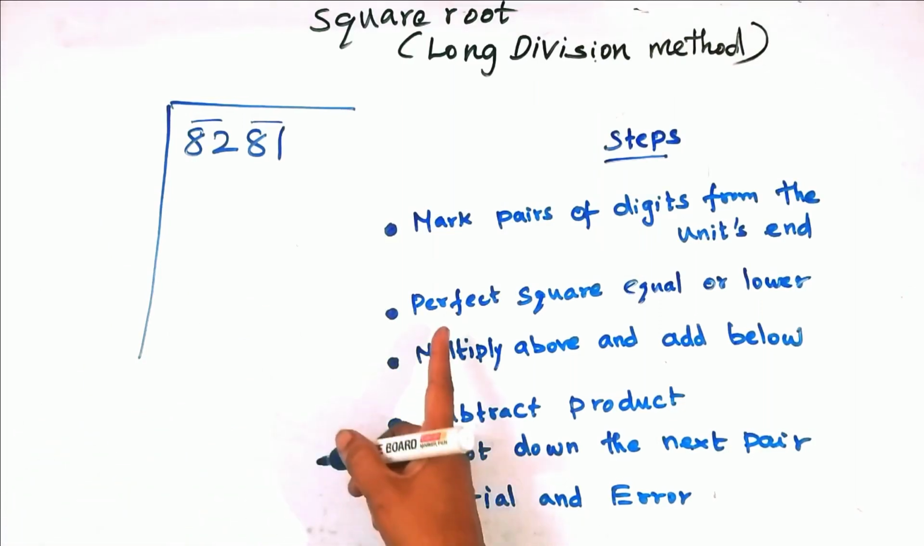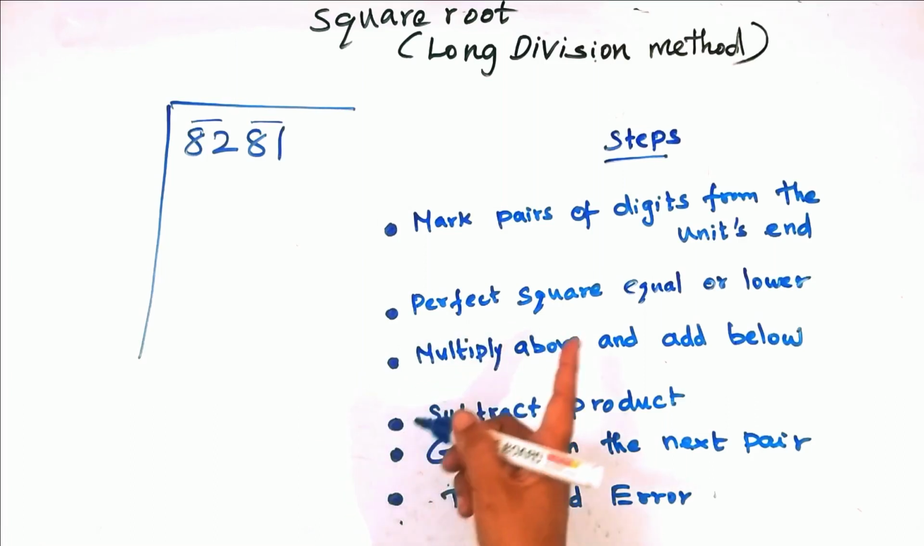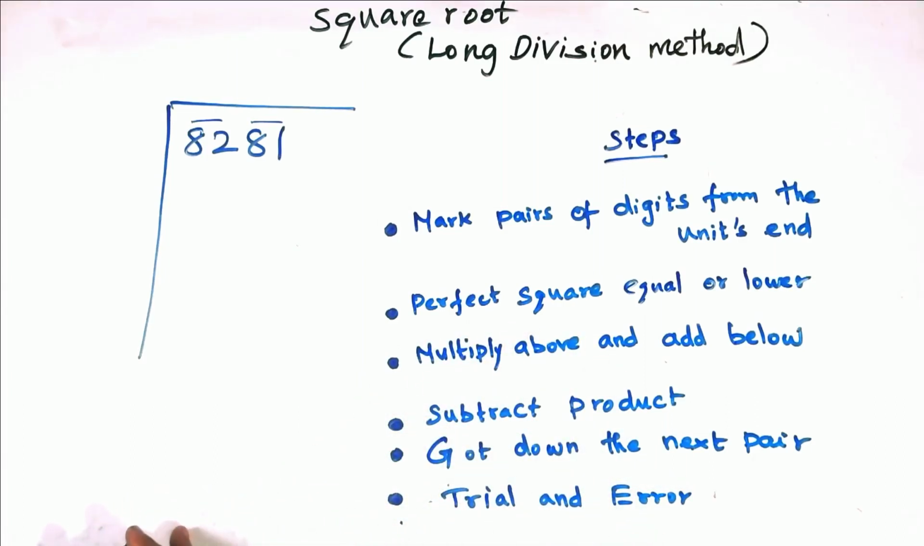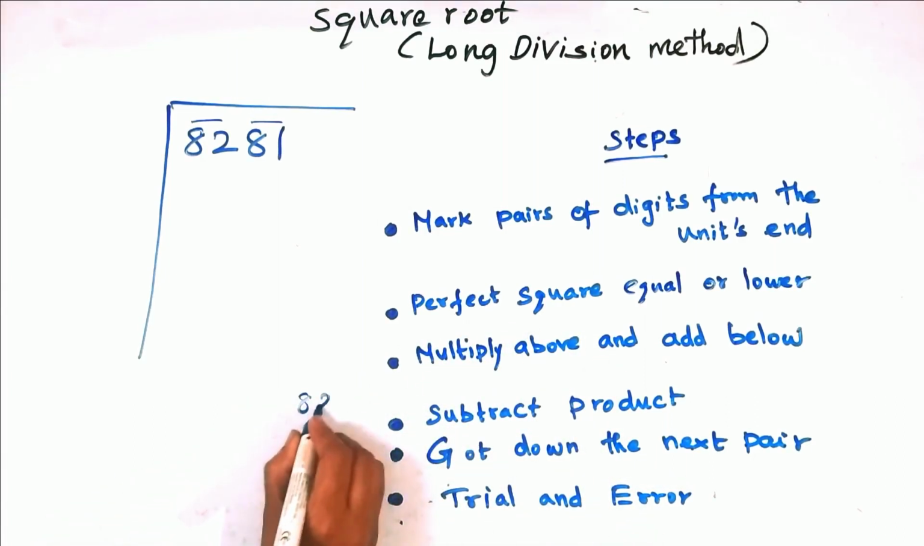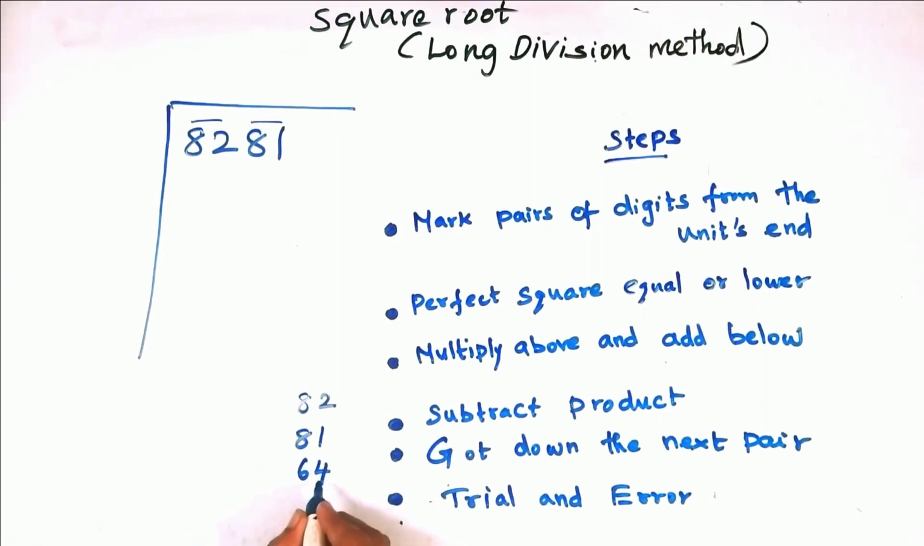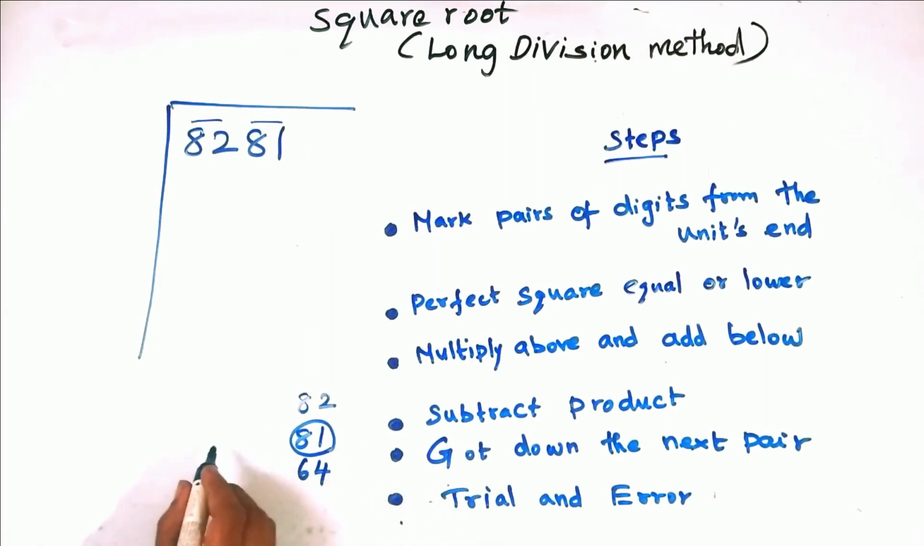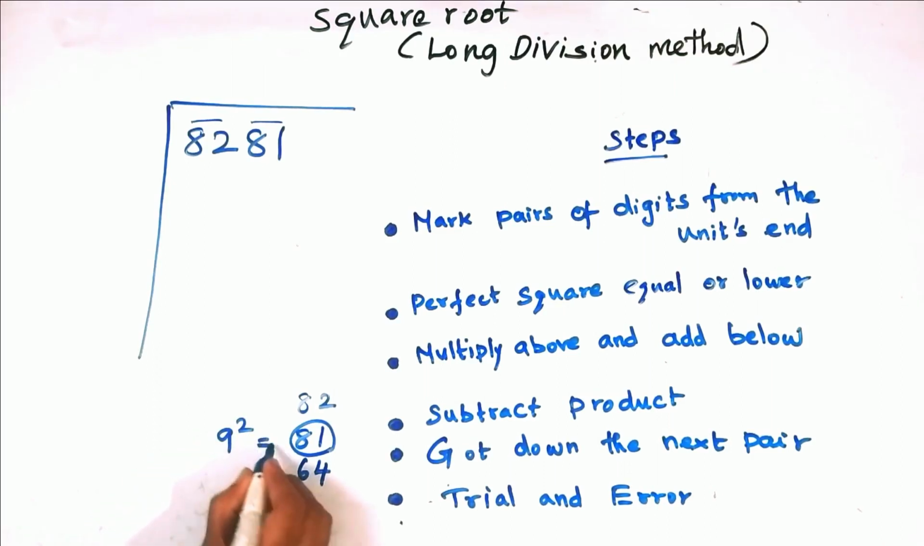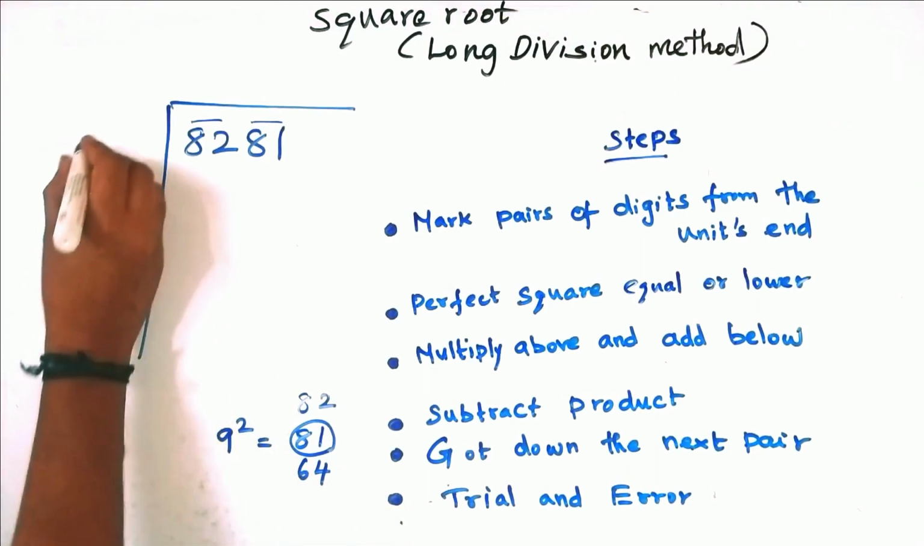The second step, we have to find the perfect square equal to or lower than 82. Since 82 is not a perfect square, we choose a perfect square lower than 82. The perfect square just lower than 82 is 81. Even 64 is a perfect square lower than 82, but we always choose the one which is closest. We know that 9 squared is 81. So 9.